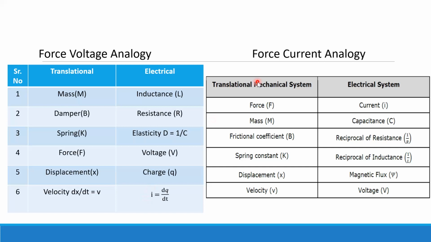Now in force current analogy, force in the mechanical system is analogous with current, mass is analogous with capacitance, frictional coefficient B or simply damper B is analogous with the reciprocal of resistance, 1 by R, spring constant K is analogous with the reciprocal of inductance, 1 by L, displacement is analogous with magnetic flux psi or phi, and velocity is analogous with voltage.